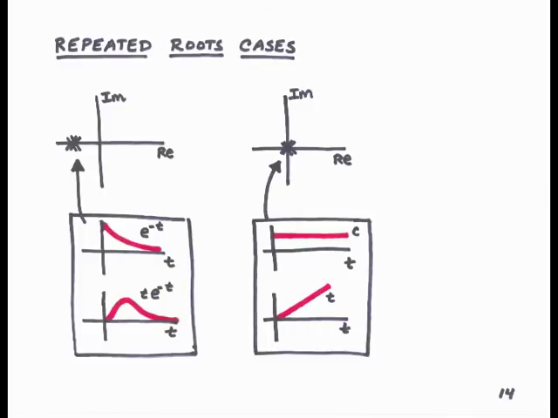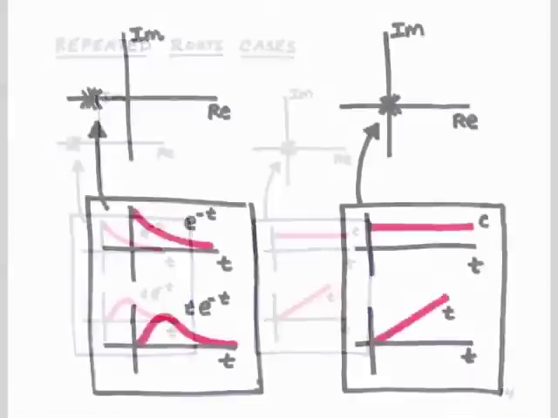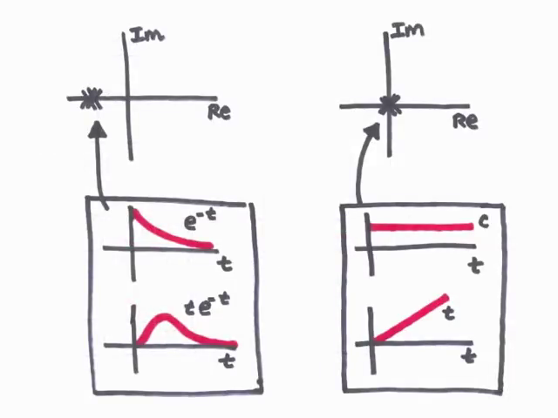Let us close by looking at the repeated roots case. There are two scenarios we'll consider. The first scenario is repeated roots on the real axis in the left half plane. With these roots, we'll have two modes, e to the minus t and t e to the minus t, as shown in the lower left. Our second scenario is two roots at the origin. In this scenario, our two modes are a constant and a ramp, as shown in the lower right.